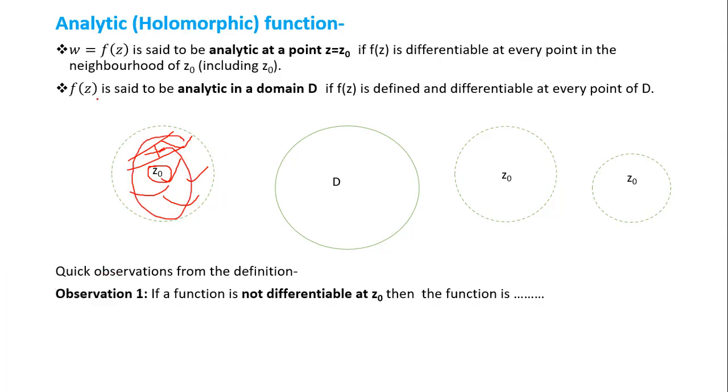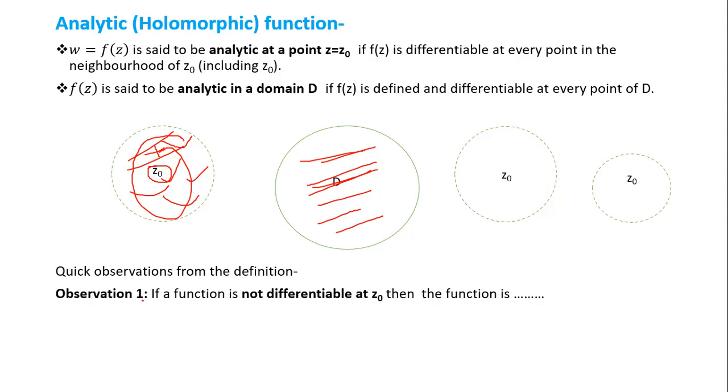Next definition: f(z) is said to be analytic in a domain. If we are talking about a domain, then f(z) needs to be defined in the domain and it has to be differentiable at each point in that domain. So what is the difference between differentiability and analyticity? Differentiability is a point concept, but analyticity is not a point concept; it uses the concept of neighborhood, meaning how the function behaves around its neighborhood.